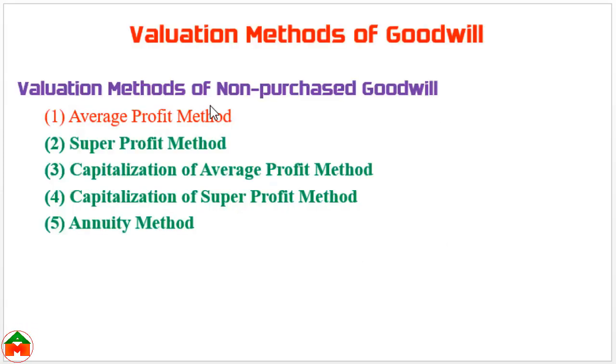The valuation methods of non-purchased goodwill are average profit method, super profit method, capitalization of average profit method, capitalization of super profit method, annuity method. Among these methods, in the last tutorial, we have already learned about the average profit method. In this tutorial, we are going to learn the rest of the methods, I mean super profit method, capitalization of average profit method, capitalization of super profit method, and annuity method.